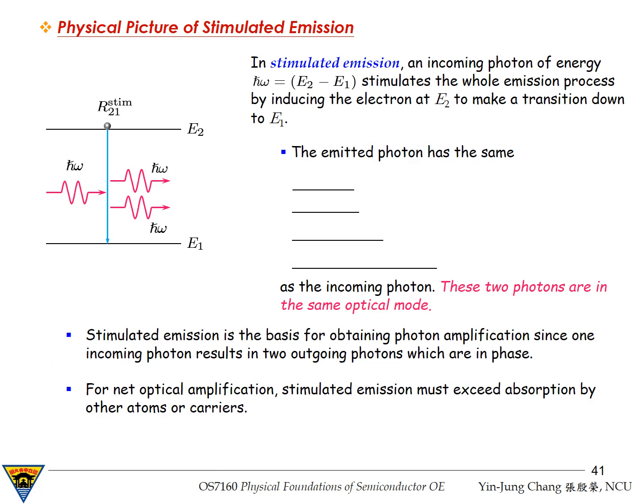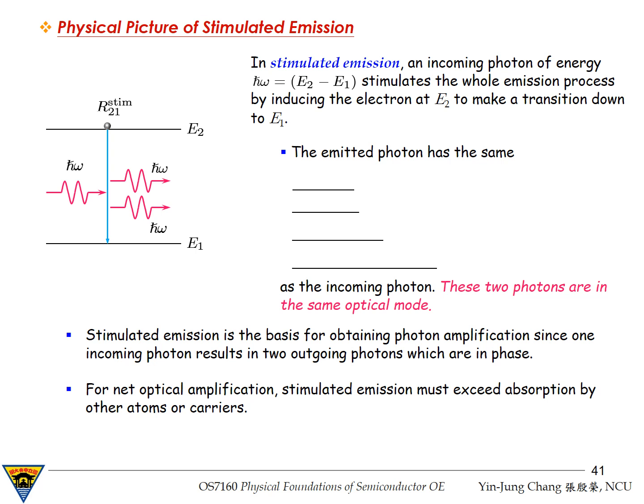We now step into stimulated emission in a two-level system. Before diving into any mathematical expressions for this process, I'd like to introduce the physical picture of stimulated emission. In this process, the system initially has an electron in the upper level E2. An incoming photon with energy h bar omega interacts with the electron and stimulates it to make a downward transition from E2 to E1.